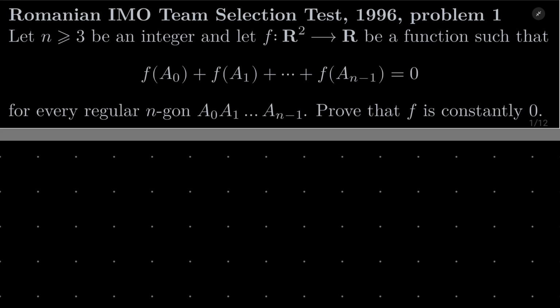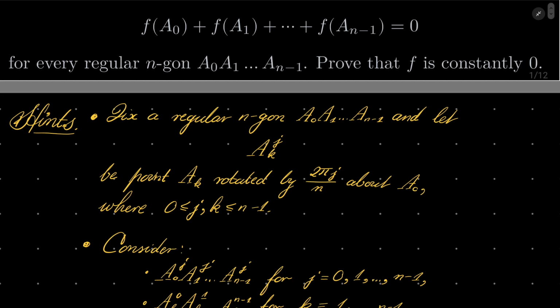And here are my hints for this problem. First, fix a regular n-gon with vertices a0, a1, and so on, and let a_k^j, k in subscript, j in superscript, be point ak rotated by angle 2 pi j over n about point a0, where j and k go from 0 to n minus 1. So the idea is to fix a0 and to rotate every other point n times by angle 2 pi j over n. After n rotations, of course, we are where we started.